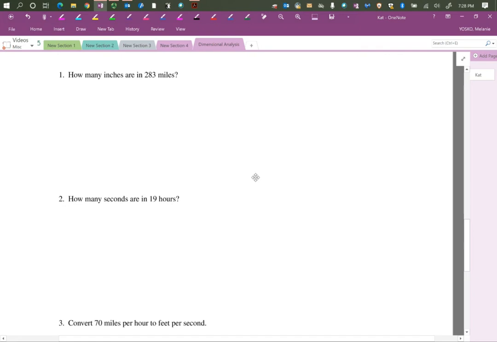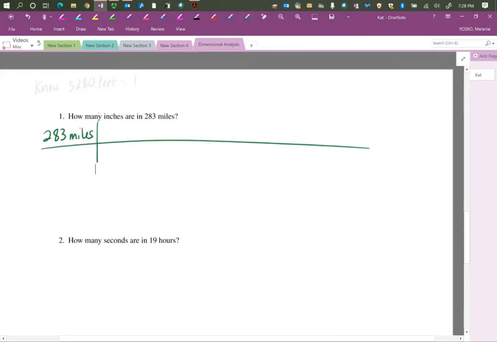So we're going to do some more conversions. How many inches are in 283 miles? Okay, so we're going to start off with what we're given, 283 miles. And we just kind of think about, well, what do we know? I don't know how many inches are in a mile. I know that 5,280 feet is in 1 mile.